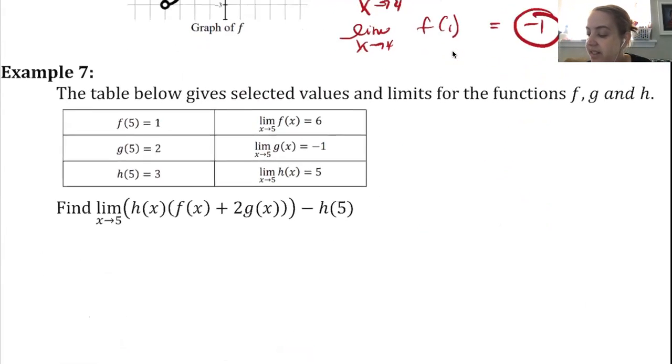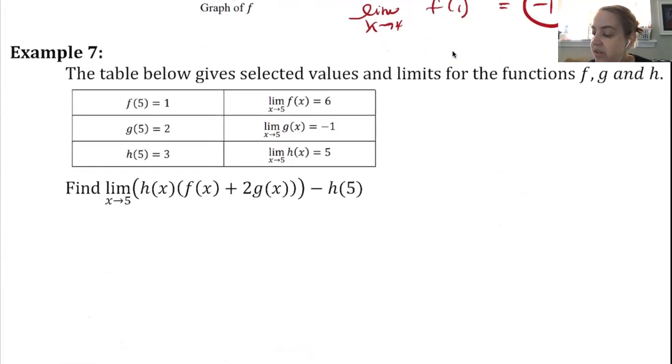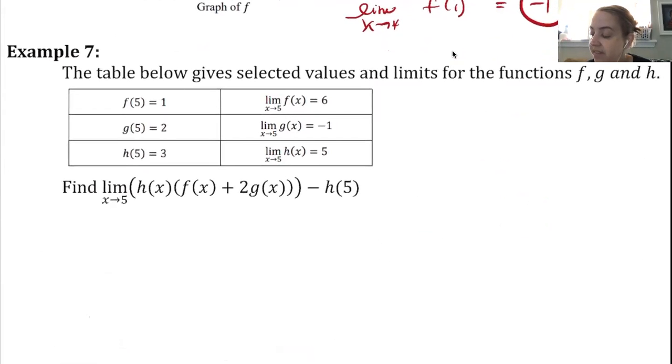Example 7, the table below gives selected values and limits for the functions f, g, and h. So kind of the same idea of what we have going on above. This one's not too bad. You can substitute what you need. I won't rewrite everything this time. Let's just kind of substitute everything in. So h of 5 is given here, which is 5. f of x, which is really going to be f of 5.